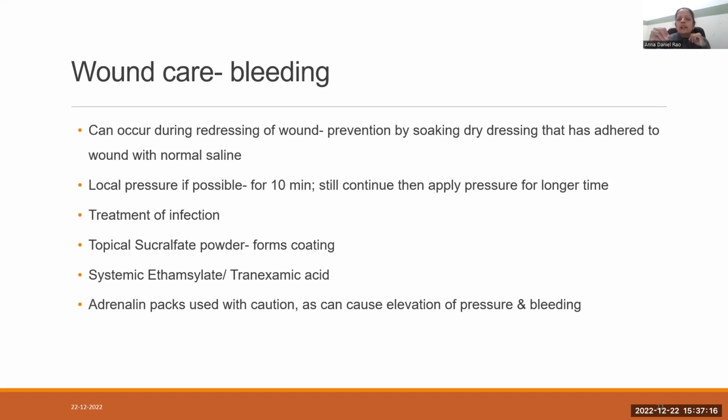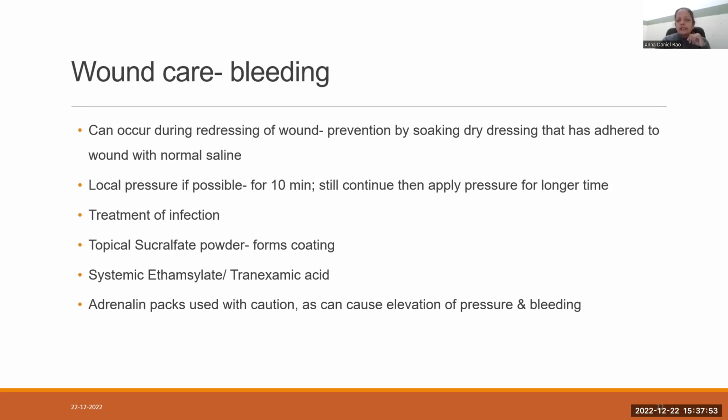Okay, so at this time, if it is small in amount, minute level, then you have to press it locally for at least 10 minutes. Okay, still if it occurs, then continue for even longer time. Okay, there can be infection, so that should be treated, right? Topical application of sucralfate powder. Again, the tablets are there, which you can crush and apply the powder over the wound, over the bleeding point, so it will form coating and it will stop bleeding.